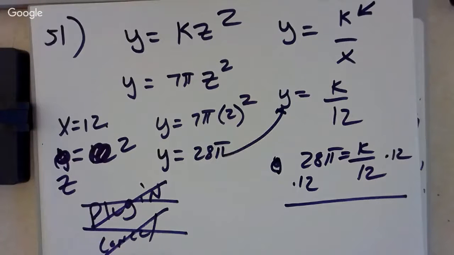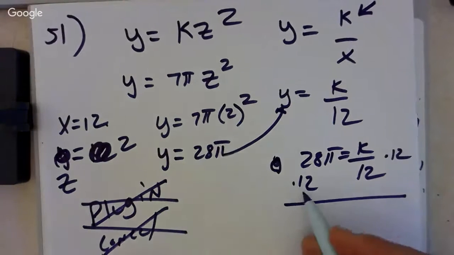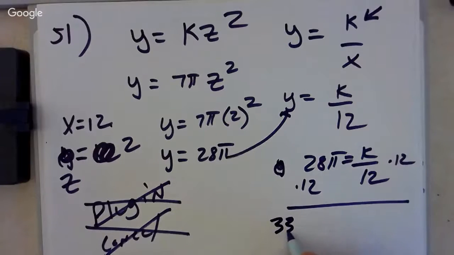You cannot use the word cancel. Let me ask you this question. Better question: what step do we not show but is really there? Well, let me show you. What's 12 times 28 real quick?